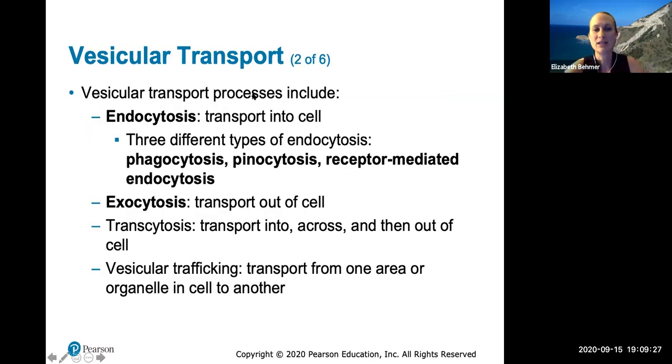Vesicular transport processes include endocytosis. Endo means inside, so endocytosis transports things into the cell, and there are different types of endocytosis that we'll go over. Exocytosis is transport out of the cell, and there's vesicular trafficking, where they can transport from one area or organelle in a cell to another.